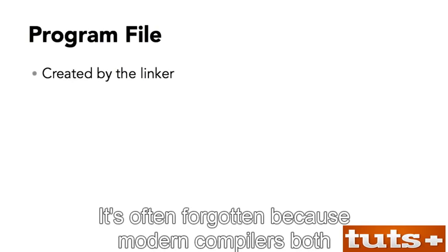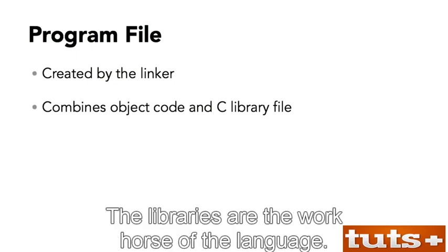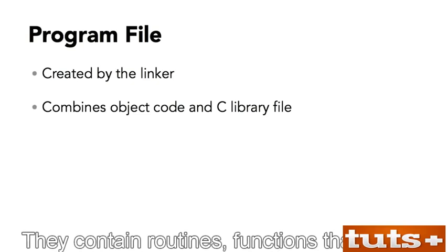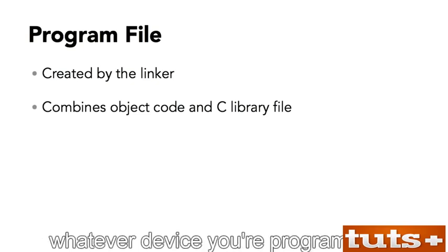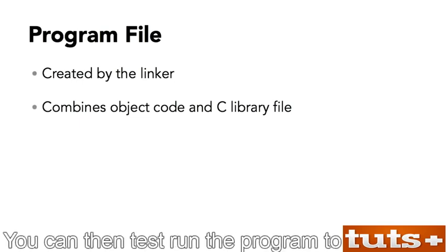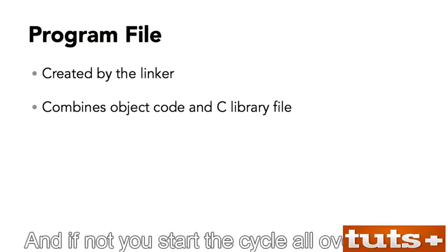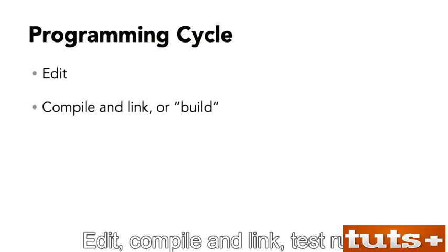The next step is called linking. It's often forgotten because modern compilers both compile and link, but linking is really a separate step. The linker takes the object code file and combines it with C language libraries. The libraries are the workhorse of the language. They contain routines or functions that control whatever device you're programming. If all goes well, the end result is a program file. You can then test run the program to make sure that it works the way you want it to. And if not, you start the cycle all over again. Edit, compile and link, test run.